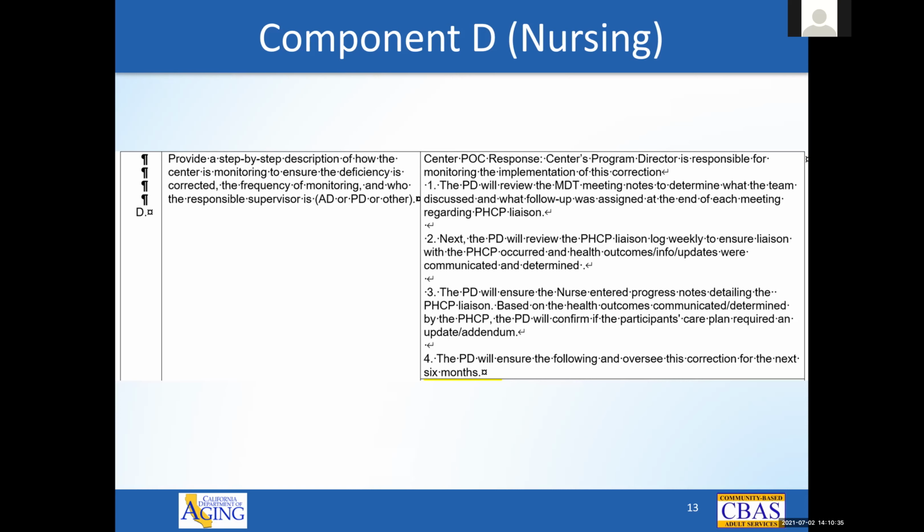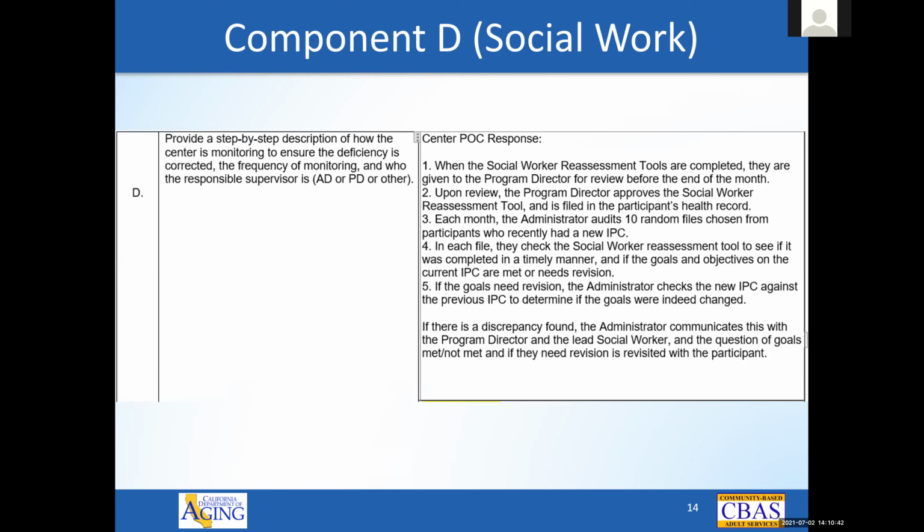So I want to hand the mic back to Whitney, who will go over the social work example for component D. Thank you, Ivan. So for the social work example, the center's plan of correction response for monitoring is: number 1, when the social worker reassessment tools are completed, they are given to the program director for review before the end of each month. Number 2, upon review, the program director approves the social worker reassessment tool and it's filed in the participant's health record.